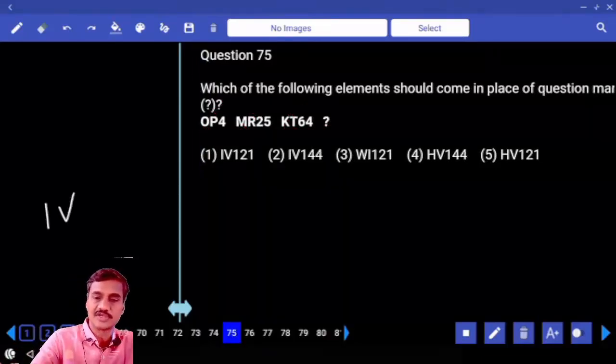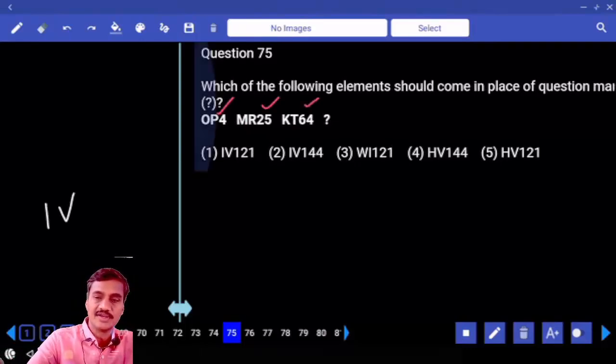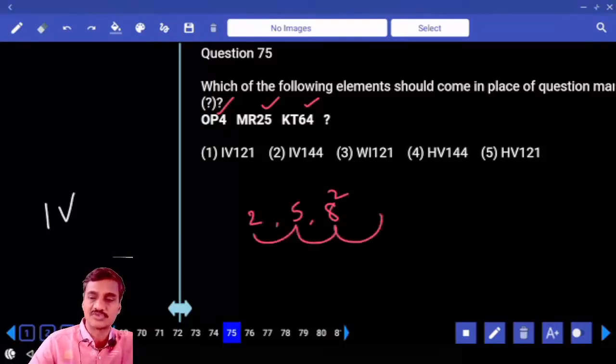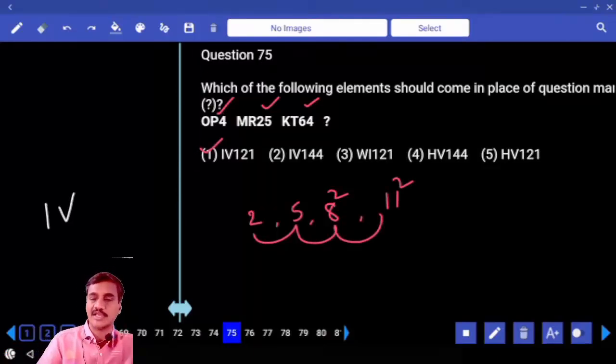The next one, if you check out here, 2, 5 and 8. 2 square, 5 square and 8 square. Now 2 and 5 plus 3, next one is plus 3. 8 plus 3 is 11, 11 square is 121, choice 1, IV 121.